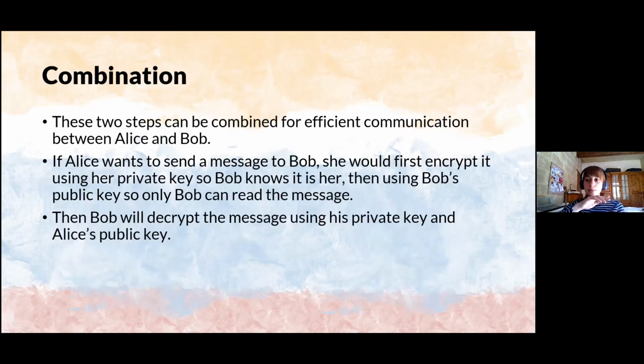So these two steps can be combined for a very efficient communication. So Alice wants to send a message to Bob, and she wants Bob to know it's her, and she wants only Bob to read it, right? So it's a secret. So she encrypts it using her private key, so Bob knows it's her. Then she encrypts it using Bob's public key, so only Bob can read the message. So Bob would take that, decrypt the message using his private key, and then Alice's public key.